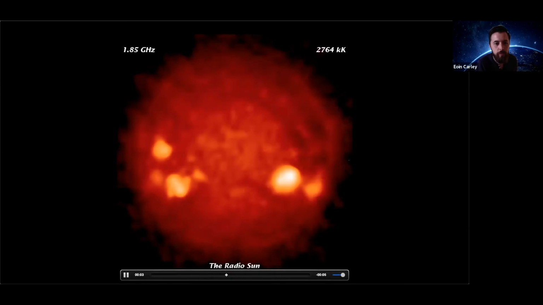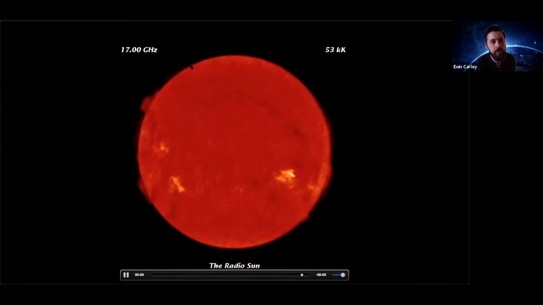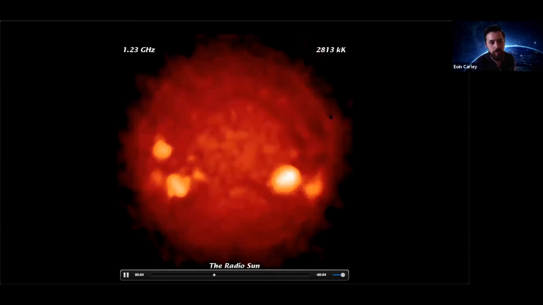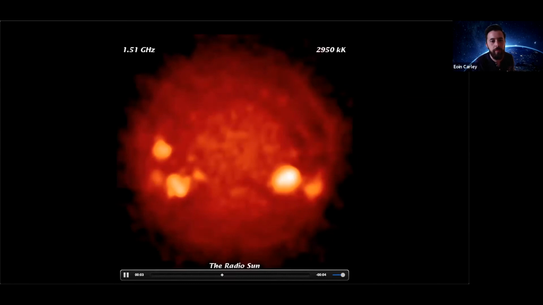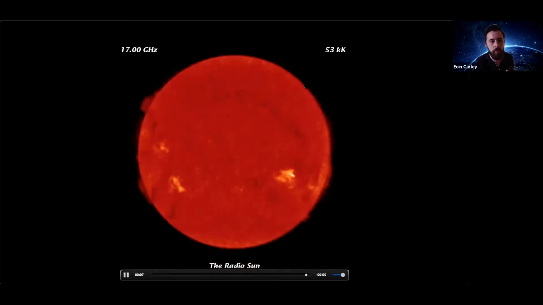So hopefully you can see that movie playing. As we go up in frequency and reach 17 gigahertz, we actually reach the chromosphere. And if we go down in frequency again, we end up with a much larger radio sun in the corona. It goes from around 1 million Kelvin to around 50,000 Kelvin in the chromosphere.